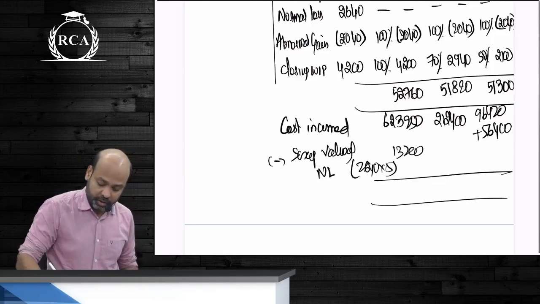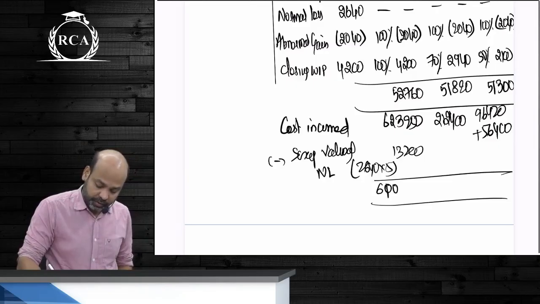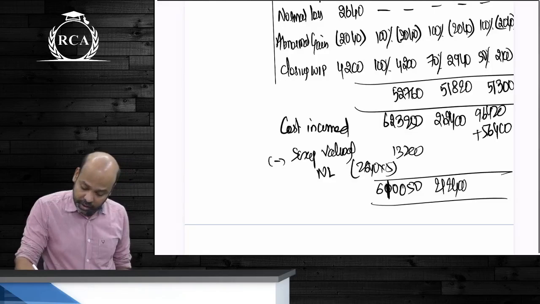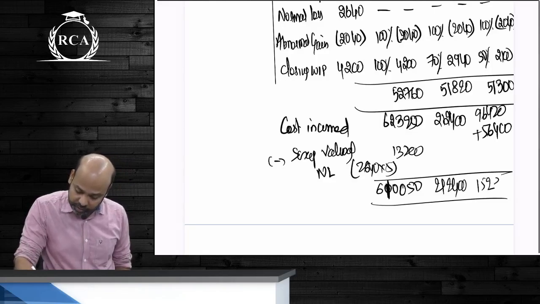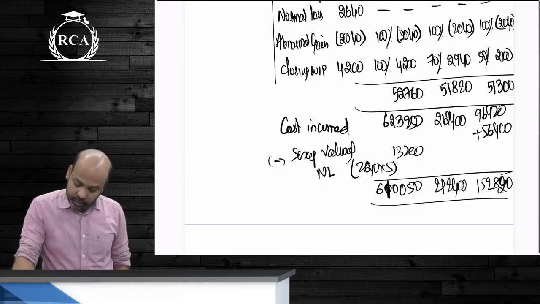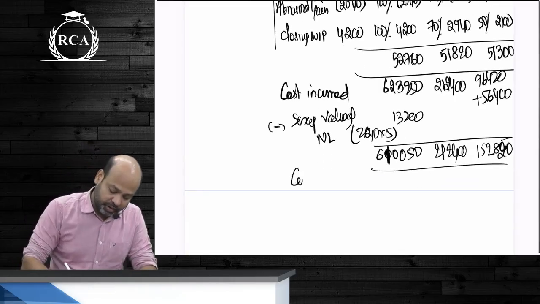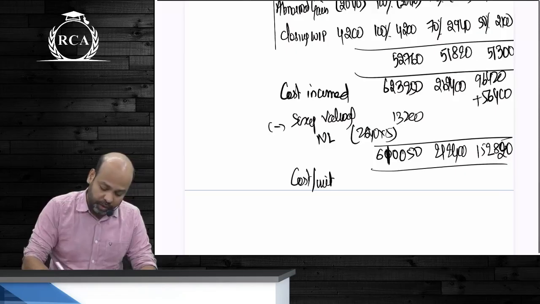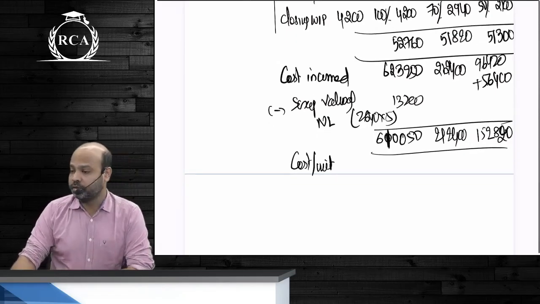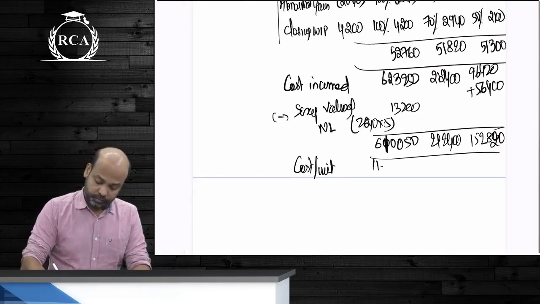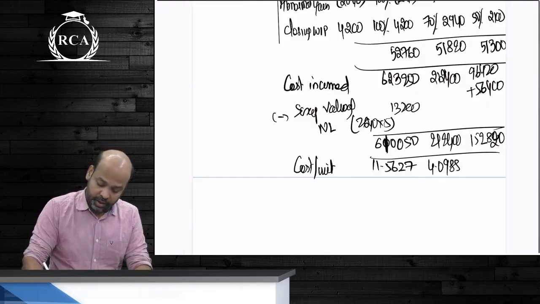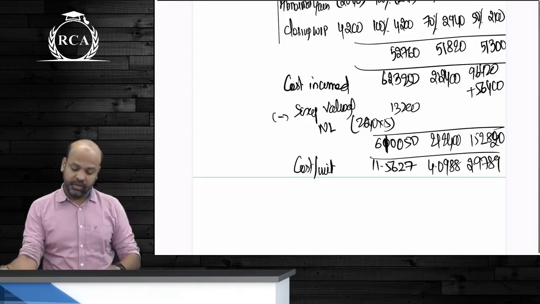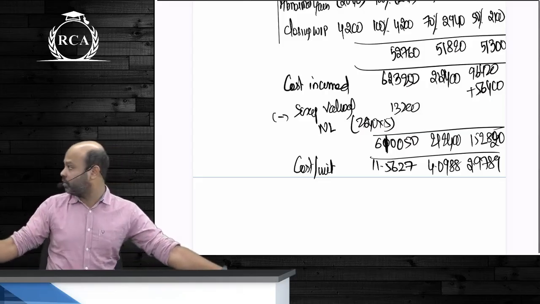What will be the net cost beta? 6 lakhs 10,050, 2,12,400, 96,420, 1,52,820. Divide this by the number of units that you've written above, guys, and write the cost per unit. Start. 11.5627, 4.0988, 2.9789. Please check, guys, if you all got the same values.